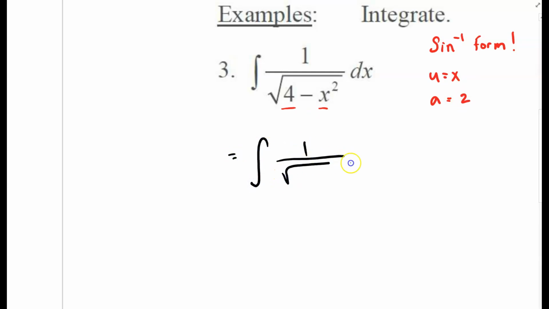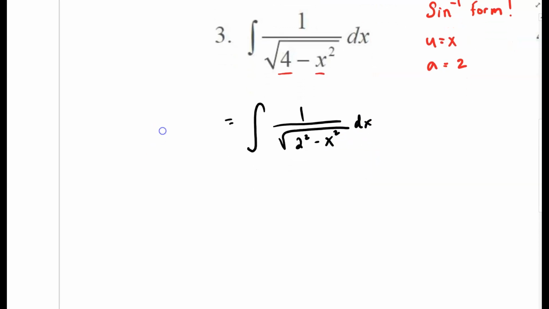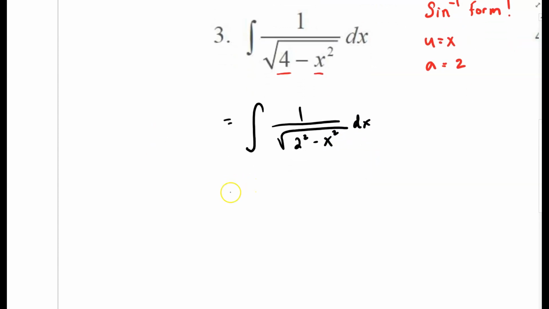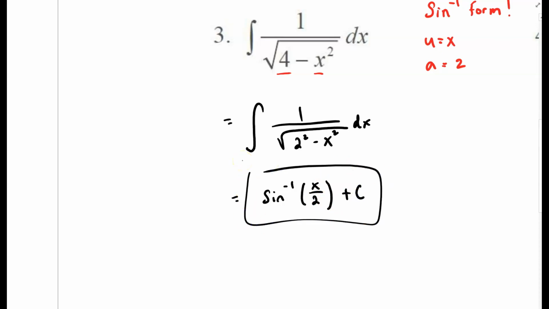1 over the square root of 2 squared minus x squared dx. Okay, so our integration rule says that this is equal to arcsine, or sine inverse, of u over a. So x divided by that first value, x over 2 plus c. And that is it. Very, very straightforward.